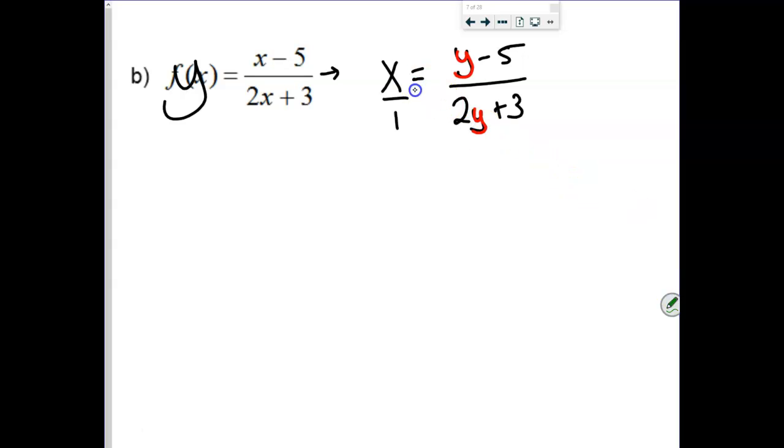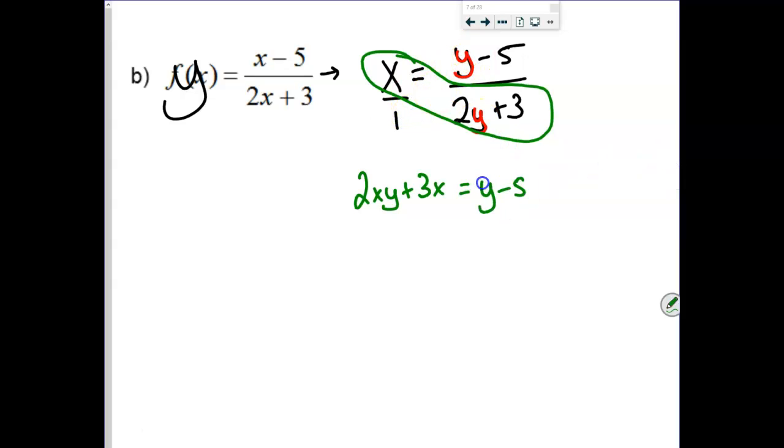We're going to cross multiply this, yep. So this diagonal, you have to do a little distribution. This becomes a 2xy plus 3x. And then the other diagonal is boring. It's just y minus 5. But now you got to think about, okay, in algebra, when I had more than one y in the problem, what did I do? I got to collect them together first.